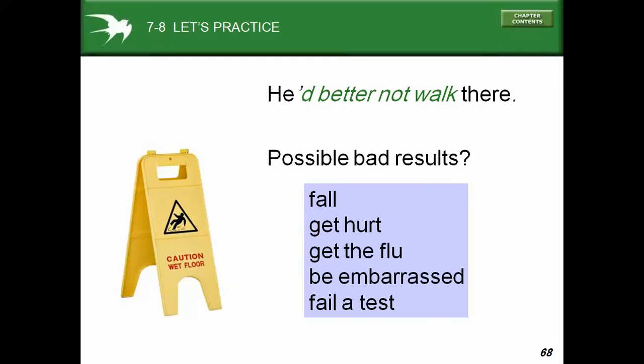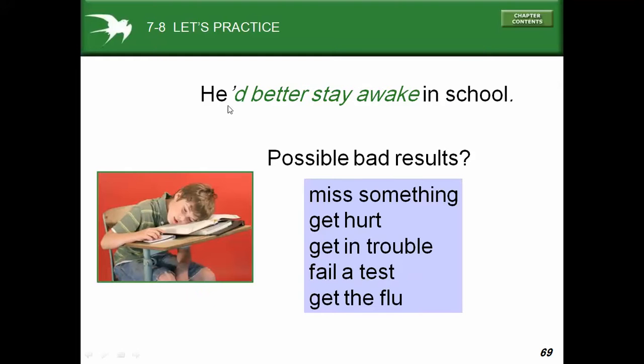He'd better not walk. Look at the negation: negative comes after had better, before the verb. Possible bad results: fall, get hurt, be embarrassed. Had better stay awake in school. Possible bad results: miss something, get hurt, get in trouble, fail a test.